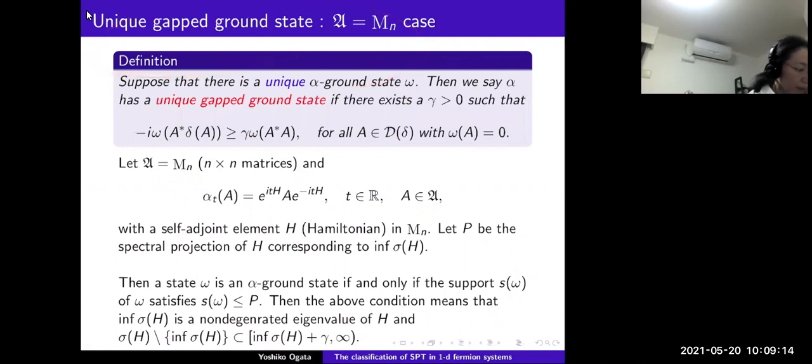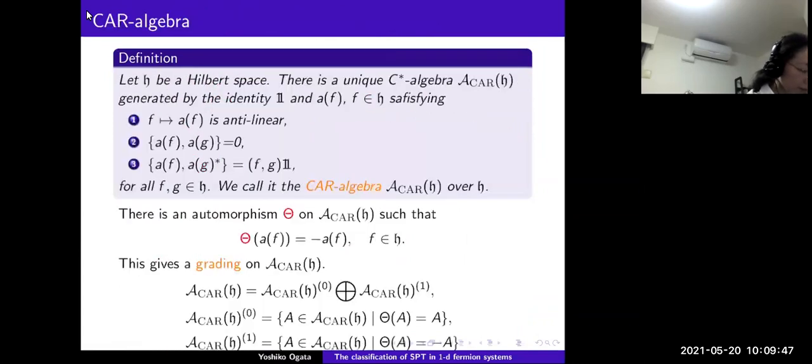So in other words, this is just another way of representing our unique gapped ground state in this framework. For this reason, we take this as the definition of a unique gapped ground state in this framework. And the reason why we do so instead of talking about a Hamiltonian is because we don't have a Hamiltonian in an infinite system.